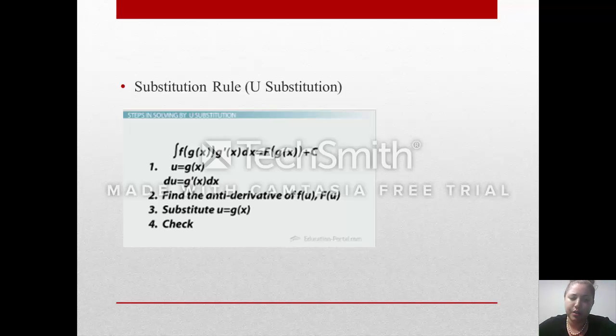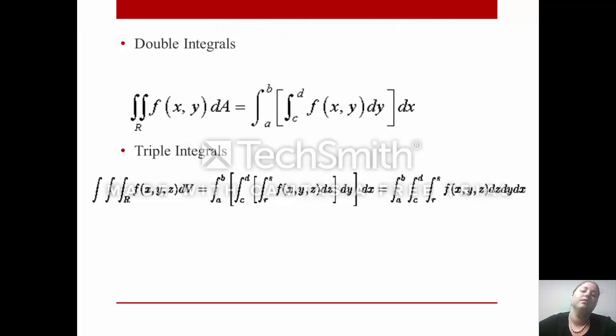We call it u substitution because we substitute u as your inside function, which is g of x. So du equals g prime of x dx. Your new integral is now f of u. Just take the antiderivative of f of u, which is big F of u, and then substitute back in u, so substitute g of x back in. Now you can check by taking the derivative of F of g of x.